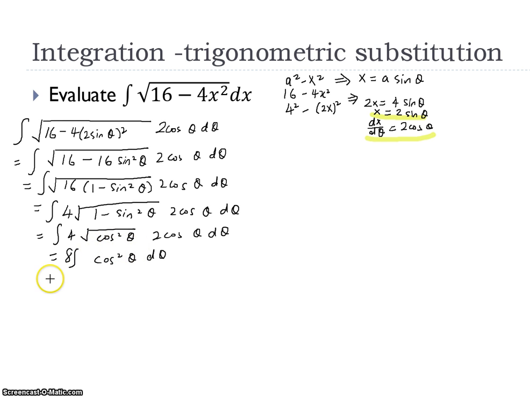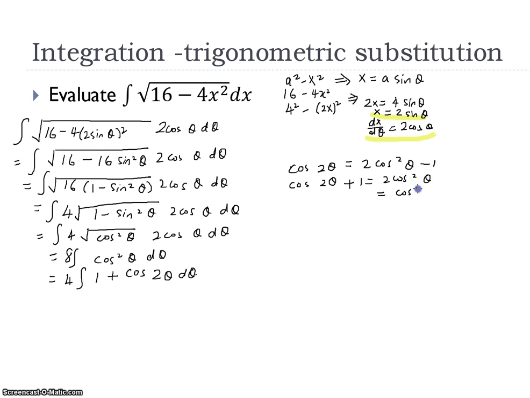From here, we need to use the trigonometric integral. We know the formula of cos 2 theta. So we rearrange and substitute so that we have everything in single terms and don't have the power. We change cos square theta to 1 plus cos 2 theta over 2. How do we get this? We know that the double angle for cos 2 theta is 2 cos square theta subtract 1. To find cos square theta, we rearrange: cos 2 theta plus 1 equals 2 cos square theta. We divide both sides by 2, so we get cos 2 theta plus 1 divided by 2.